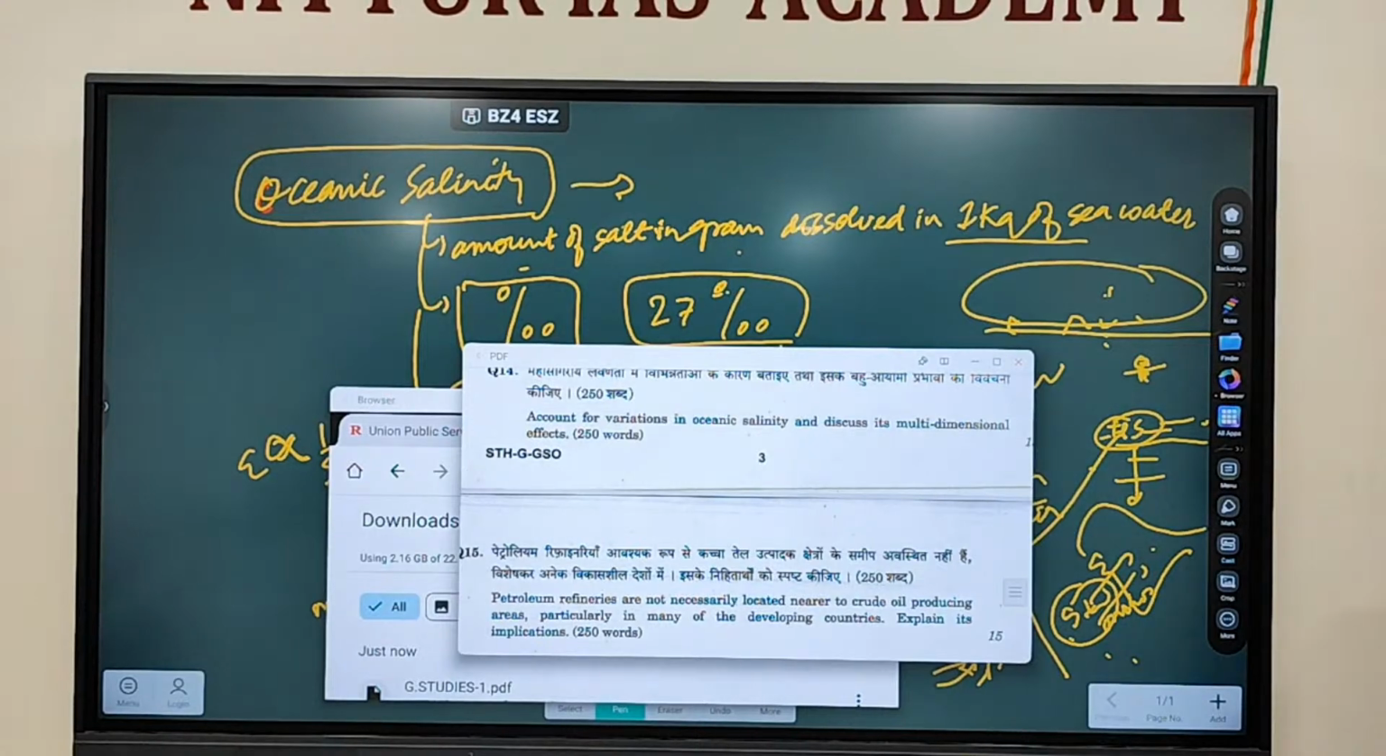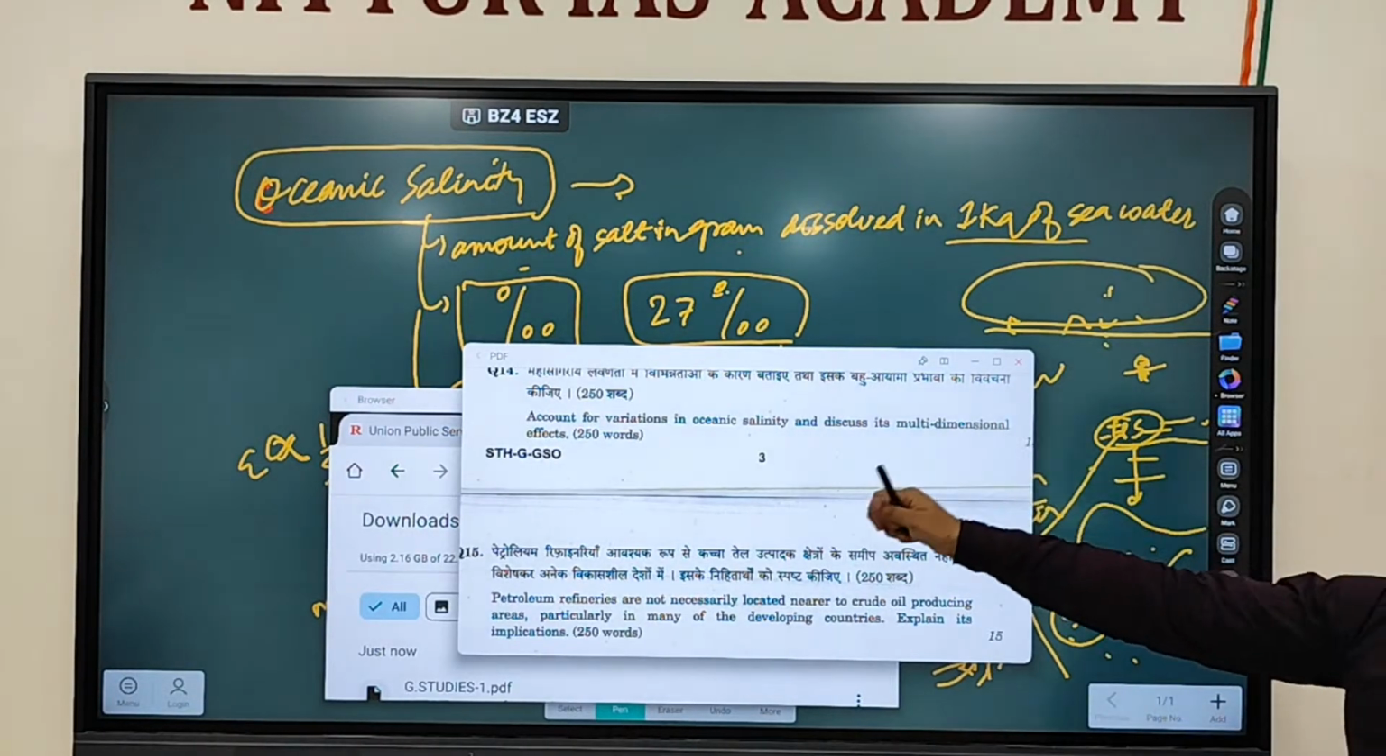Can you answer? You can see this question accounts for variation in oceanic salinity and discusses its multi-dimensional effect. Clear? So in which paper has this question been asked? The 2017 paper. Accounts for variation in oceanic salinity. So which ocean is more saline, the Pacific Ocean or the Atlantic Ocean? Which ocean is more saline? So variation in oceanic salinity and discuss its multi-dimensional effect. What are the multi-dimensional effects?